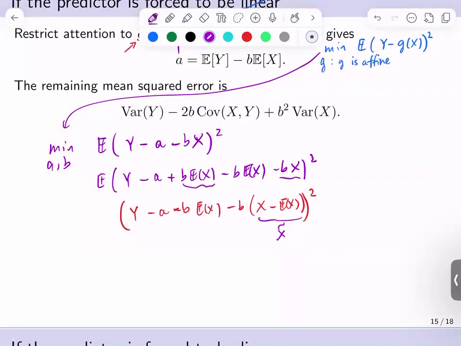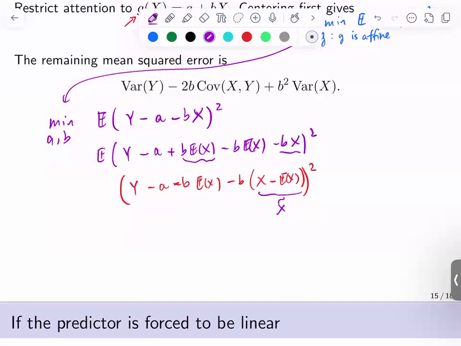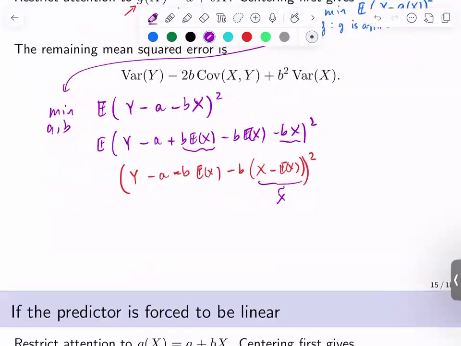I want to also add and subtract expectation of y. So I'm going to add and subtract expectation of y as well. So I'm going to get minus a minus b. Hopefully it's not going to be problematic. So I'm going to add, subtract expectation of y. So this is going to be y tilde as well.